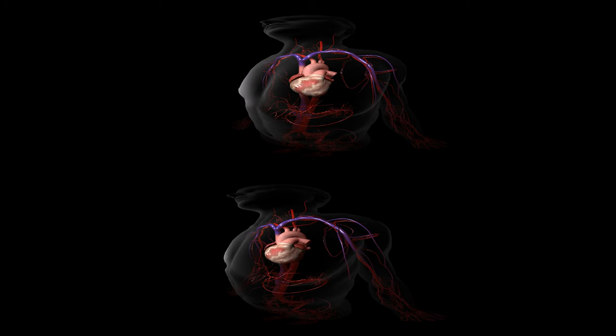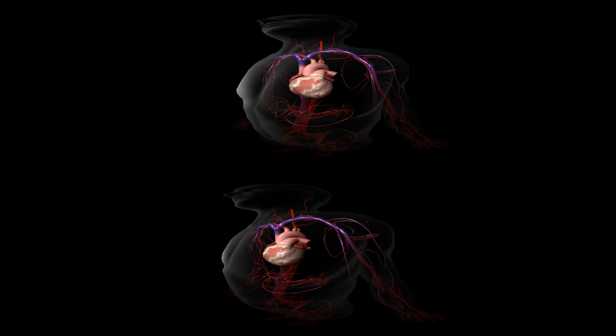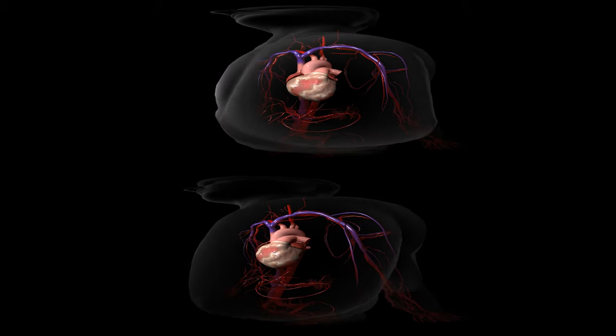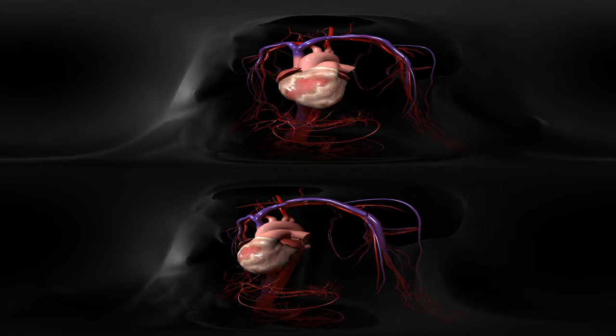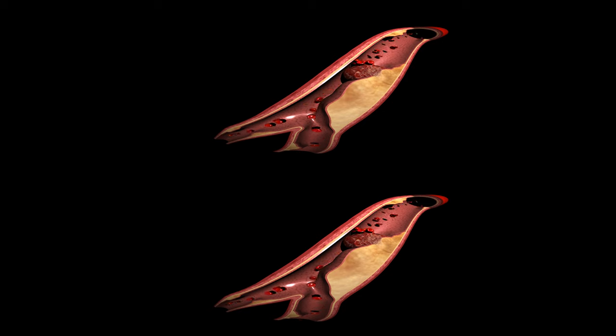The heart is responsible for pumping oxygen-rich blood to the rest of the body, providing the energy that the body needs to function. The muscles of the heart itself also need a supply of blood. The coronary arteries, one of which we see here, fill that need.